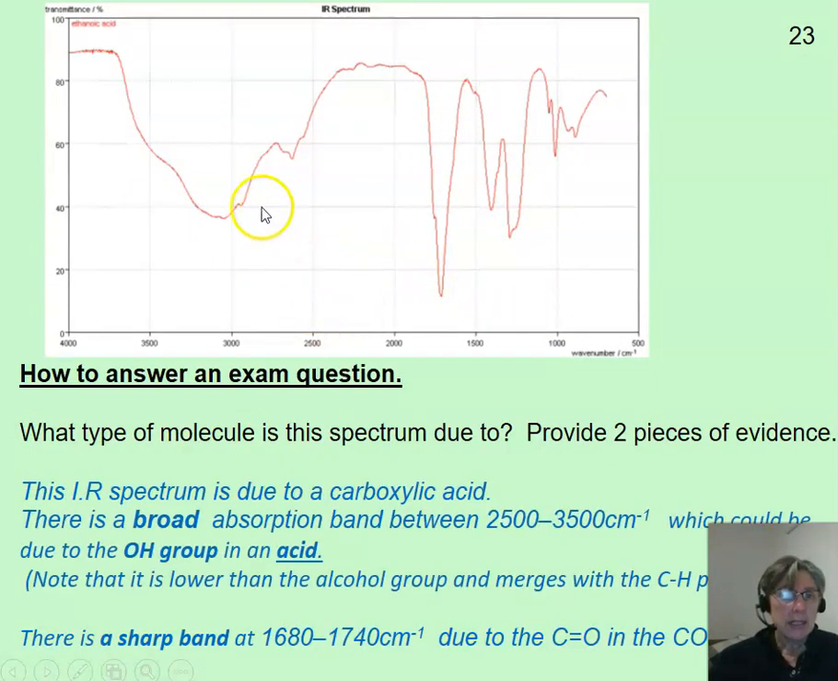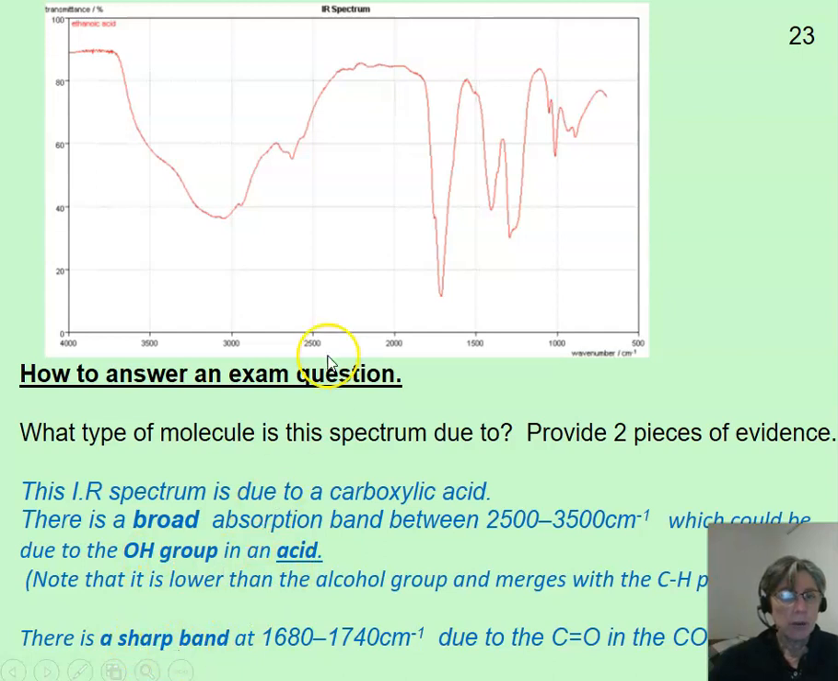How do we answer an exam question? What type of molecule is this spectrum due to? The IR spectrum is due to a carboxylic acid. Two pieces of evidence. There is a broad band, covering a wide range of frequencies, between, and we need to quote the OH numbers for acids. So you need to look up your data booklet and make sure you've got the right numbers, which could be due to the OH group in an acid.